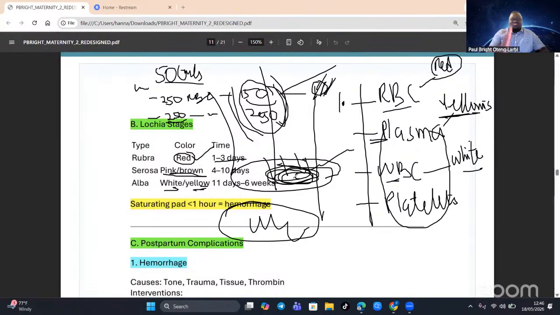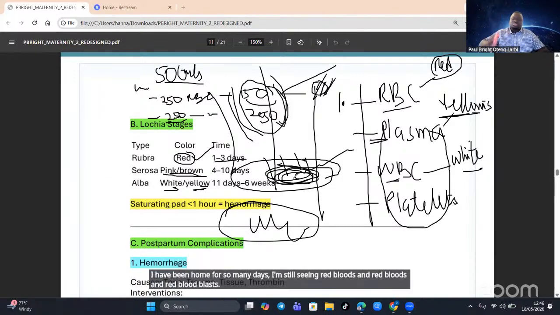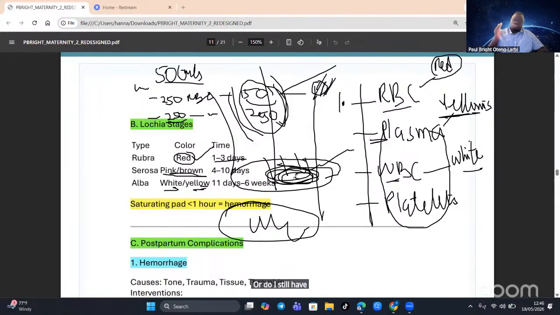I have been going for so many days, and I'm still seeing red blood cells. Should I still stay home? No, I need to go to the hospital. The first 24 hours, the first 1 hour after delivery, the first 72 hours, these are the things you should monitor. Infection will come after 72 hours.